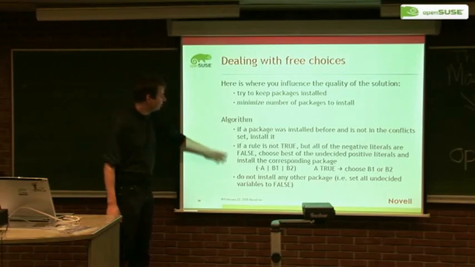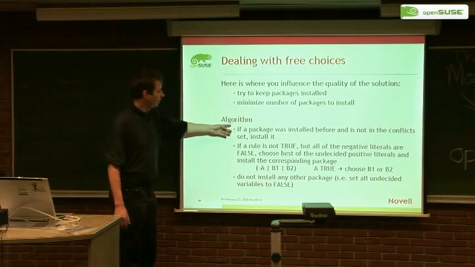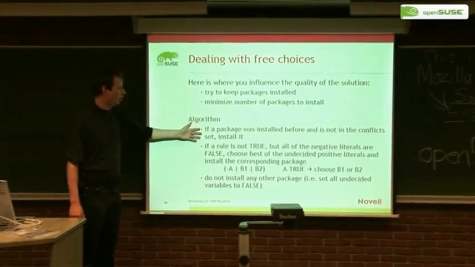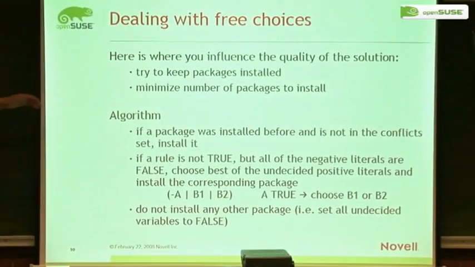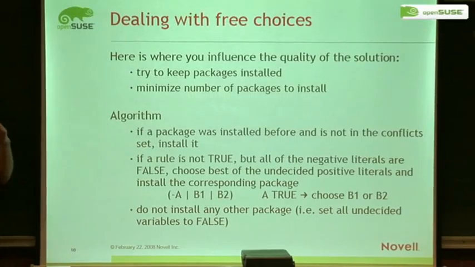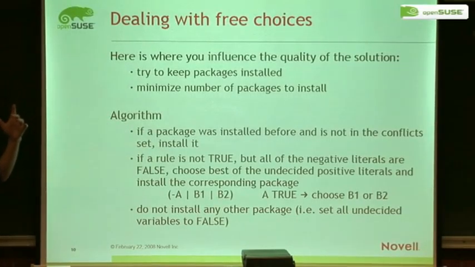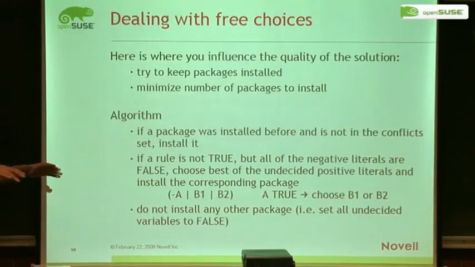And the algorithm I implemented to do this is pretty easy. First of all, if there's a free choice, it checks if there are packages that were installed before and are not yet set to install, then it chooses those. So this is the first step. We try to keep all packages installed that already were installed. Of course, that depends on what the goal is. If your goal is to always have the newest version installed, you would change this to: if a package was installed, try to install the newest version. So this here can tell how the solver should behave.